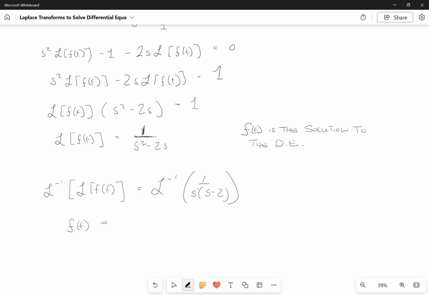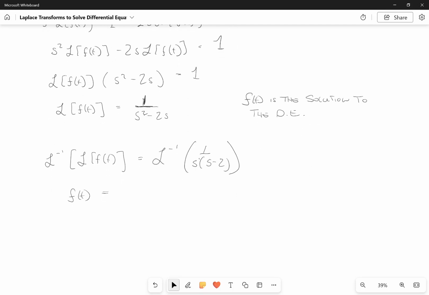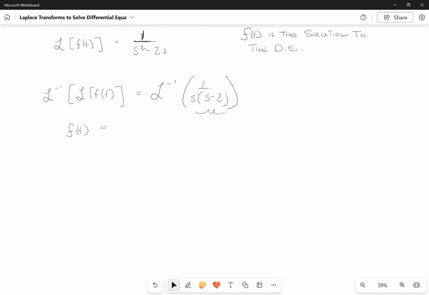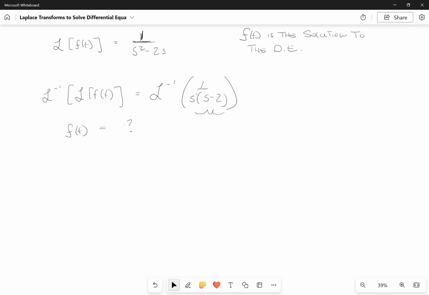Okay, and on the other side, what do I have? Well, I need the inverse Laplace of this equation. And now when I look in the table, I can't find anything that matches if you go and look in a Laplace table. So the next step that we need to do is use partial fractions. Okay, we need to expand 1 over s times s minus 2 as a partial fraction in order to solve this. So we need to figure out how to do partial fraction expansion, which you should know how to do.